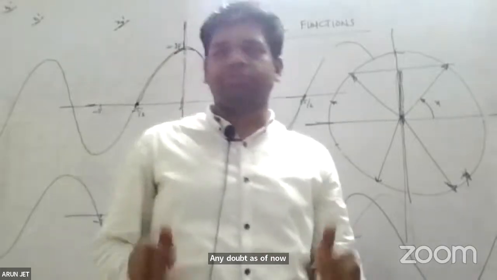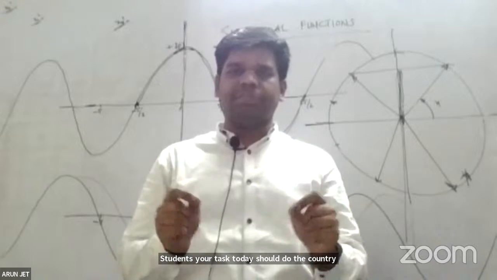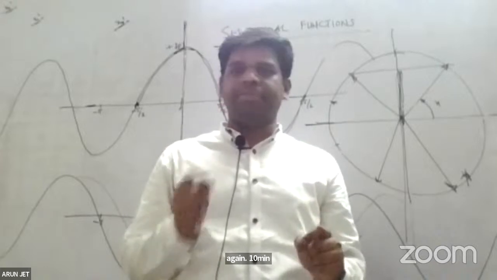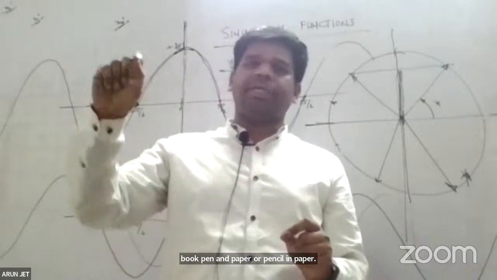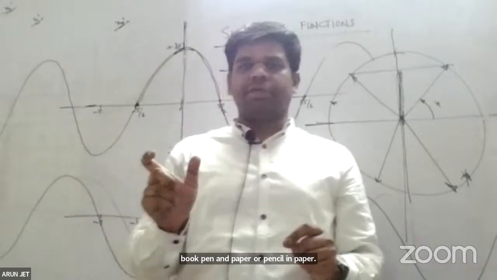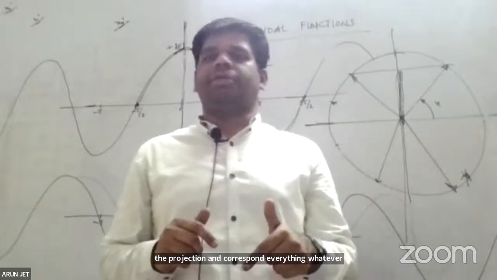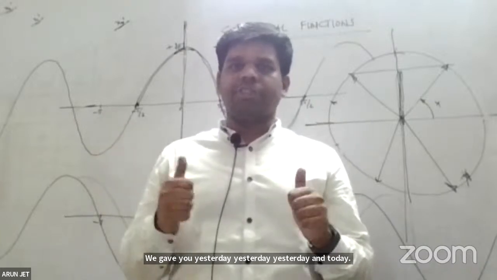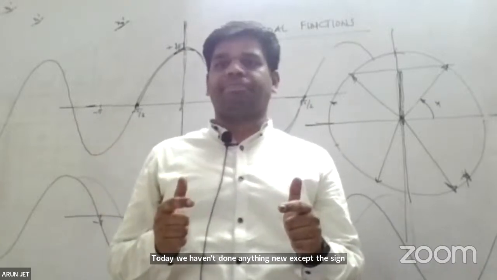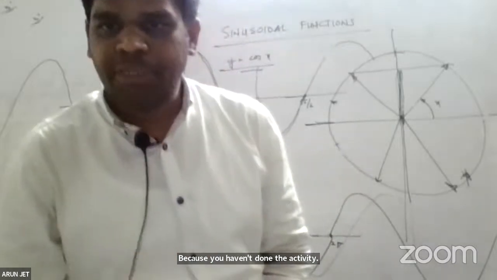Students, your task today is to do the complete geometry again. Take 10 minutes. After dinner, sit with a book, pen and paper or pencil and paper, draw the circle, draw tangents, draw the radial line, draw the projection, and correspond everything whatever you have done the day before yesterday, yesterday and today. Today we haven't done anything new except the sine and cos curve, because you haven't done the activity. All right? Please do it.